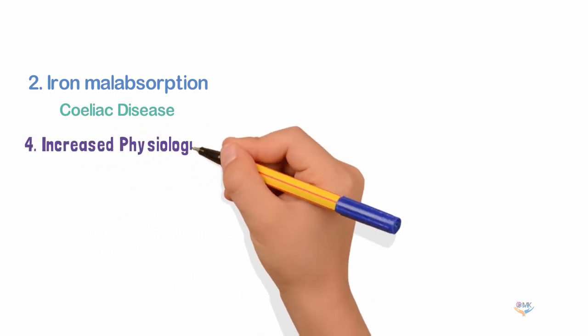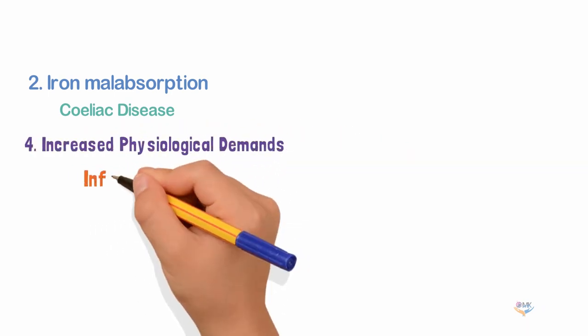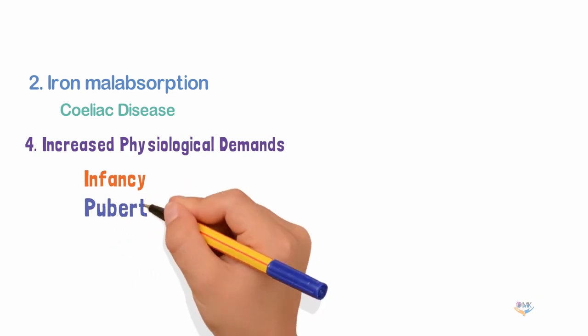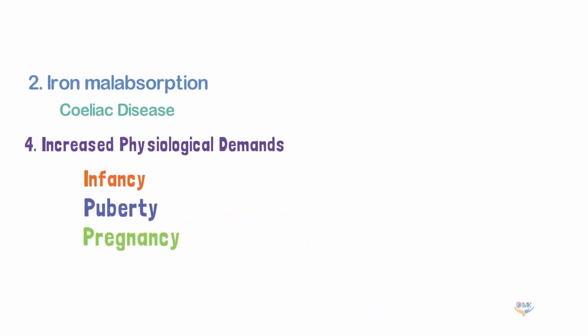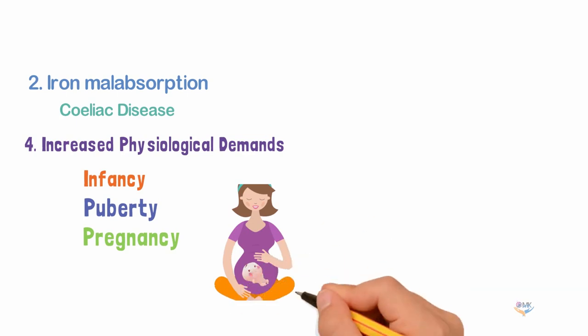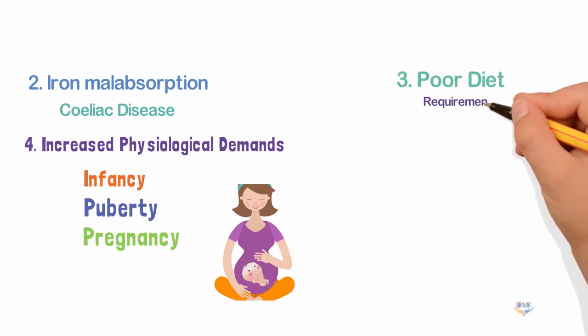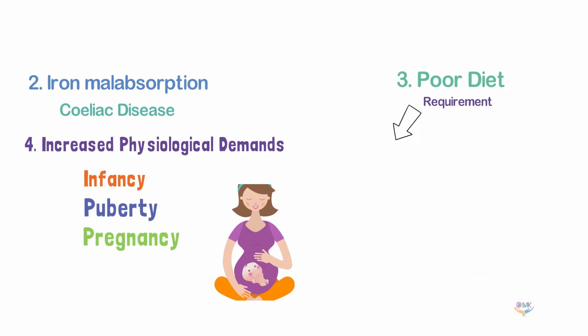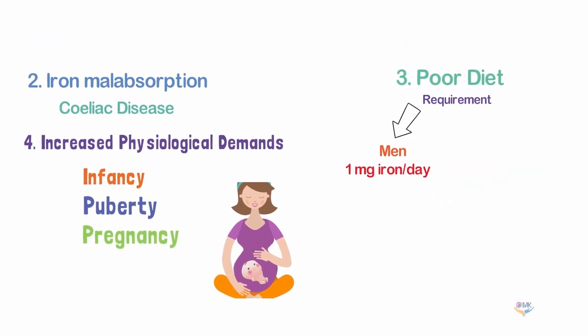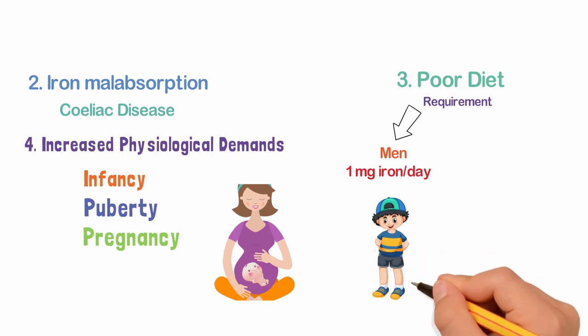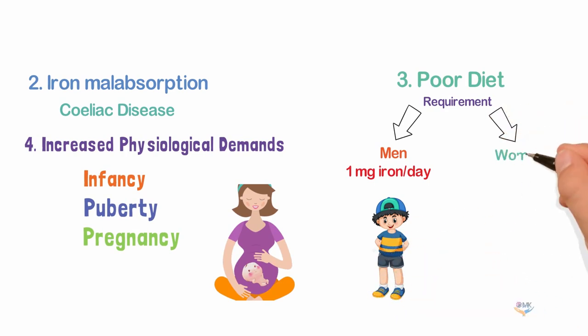Third cause is increased demand of iron, mainly seen in infancy, puberty, and pregnancy. Lastly, poor diet is also a major cause of iron deficiency anemia. The daily requirements of iron are 1 mg per day for men and 2 to 3 mg per day for women.